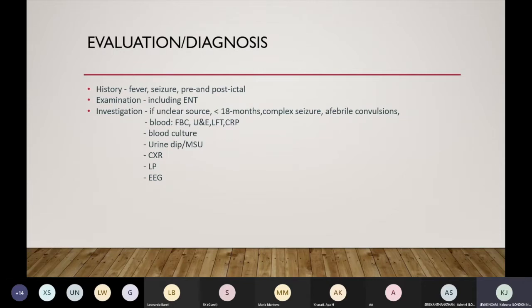Where you would go a bit more deep down and further investigate, and might even do blood tests, is if you do not have a clear source for the infection, they're less than 18 months, they have complex seizures, or they have afebrile convulsions. In which case you might do blood tests like a full set of blood cultures, urine MSU, chest x-ray, even lumbar puncture to make sure that it's not meningitis or encephalitis that's causing the seizure, and even EEG, especially if you think it's not very suggestive of febrile convulsion. You go down the pathway of, okay, could this be an epileptic seizure or some other form of seizure.